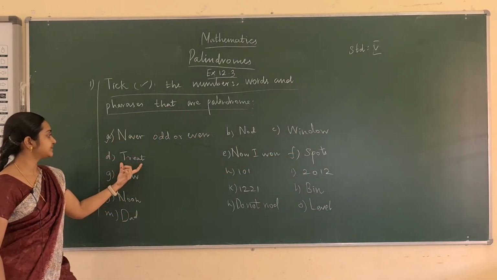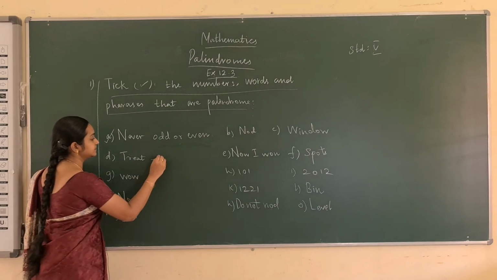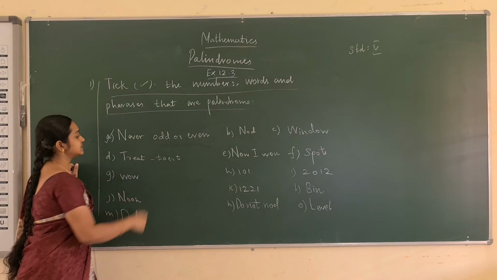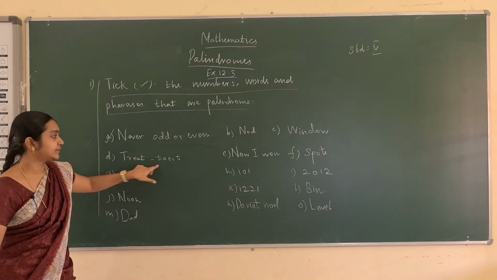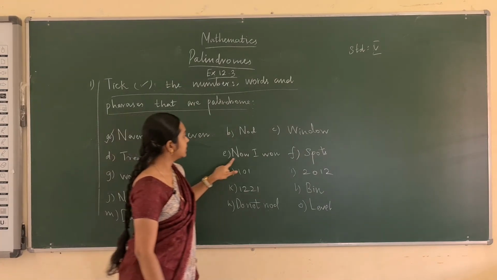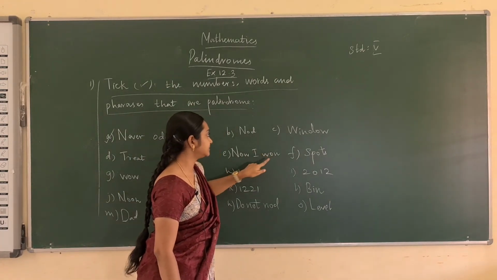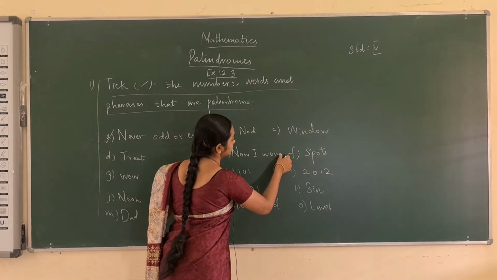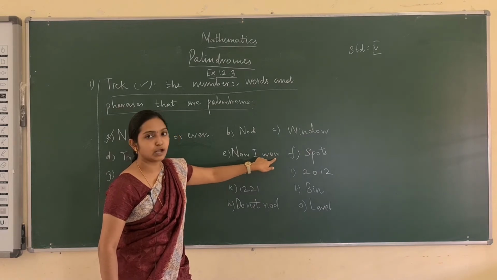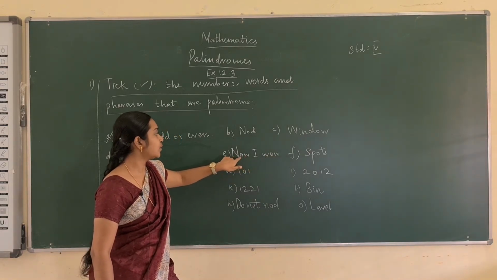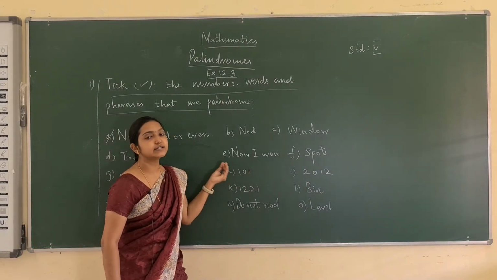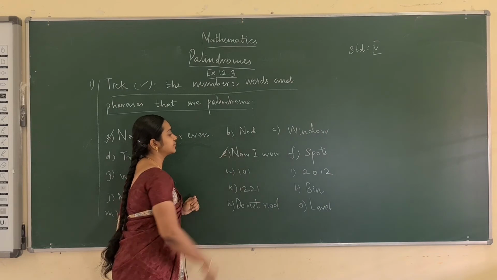Next, treat. If we reverse this word, the words are not the same. This is treat and this is not treat. So this is not a palindrome. Next, now I won. Reverse this and read: N-O-W, now, I, W-O-N, won. So while reversing, we are reading the same words. So this is a palindrome.